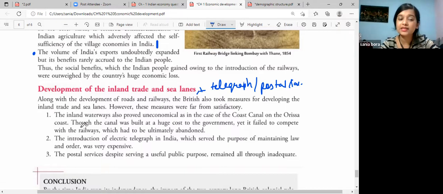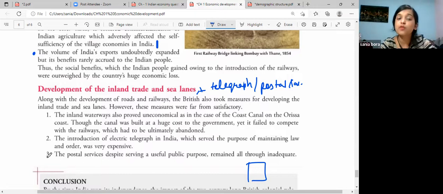Next thing is that the Britishers introduced the electric telegraph in India. Telegraph, you all know, right? Now, why did they introduce it? Because they wanted to maintain law and order. If you want to maintain a record of what is happening and what is not happening, you need some official documentation. So for that purpose, the Britishers introduced the electric telegraph in India.